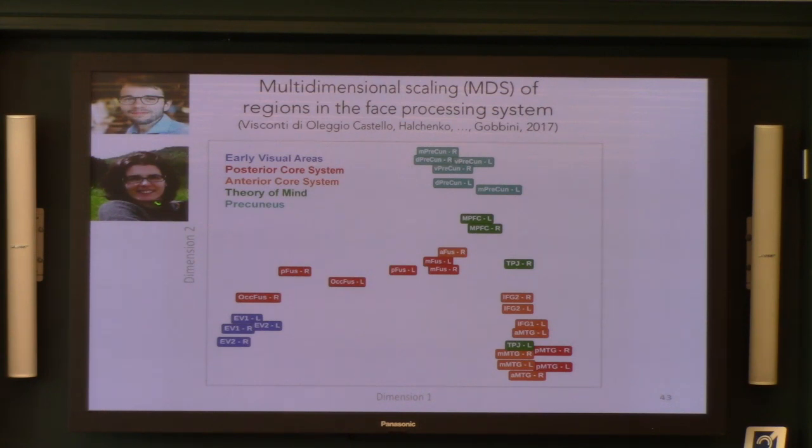So Matteo Visconti di Oleggio Castello and Ida Gobbini did an analysis on their data, and then they reanalyzed the movie data using this, looking at functional loci in the face pathway. And so you can see there are early visual areas shown in blue, the posterior core system shown in red, the anterior core system shown in orange, and the theory of mind areas and precuneus here. And you get this beautiful structure showing the flow of information through the face system from the movie data based on representational geometry. Okay.